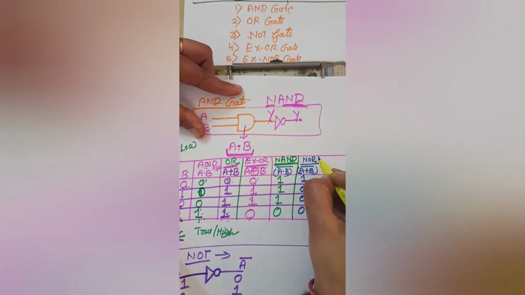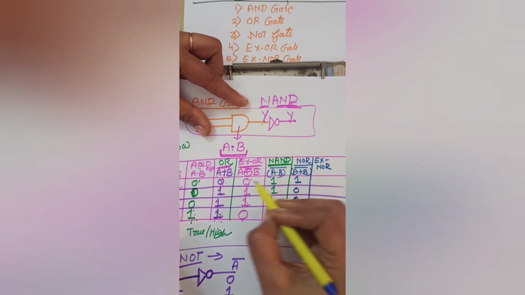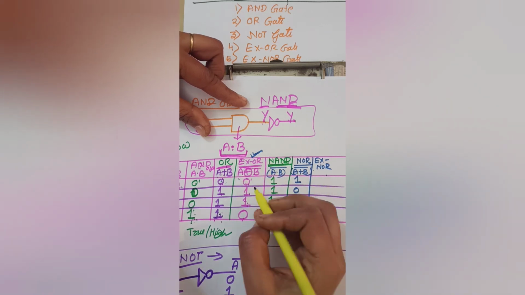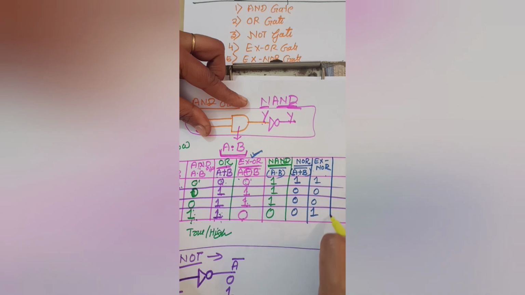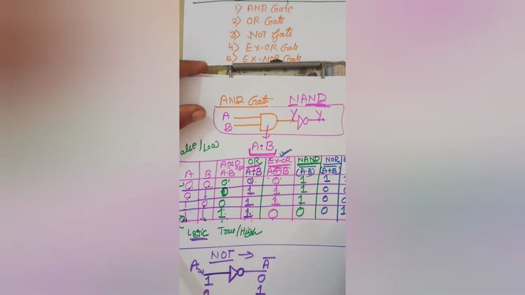The next gate is exclusive NOR. In case of exclusive NOR gate, check out the output of exclusive OR gate and do the complementary version. 0 1 1 0 will give me 1 0 0 1. Done? So these are all the gates' outputs.